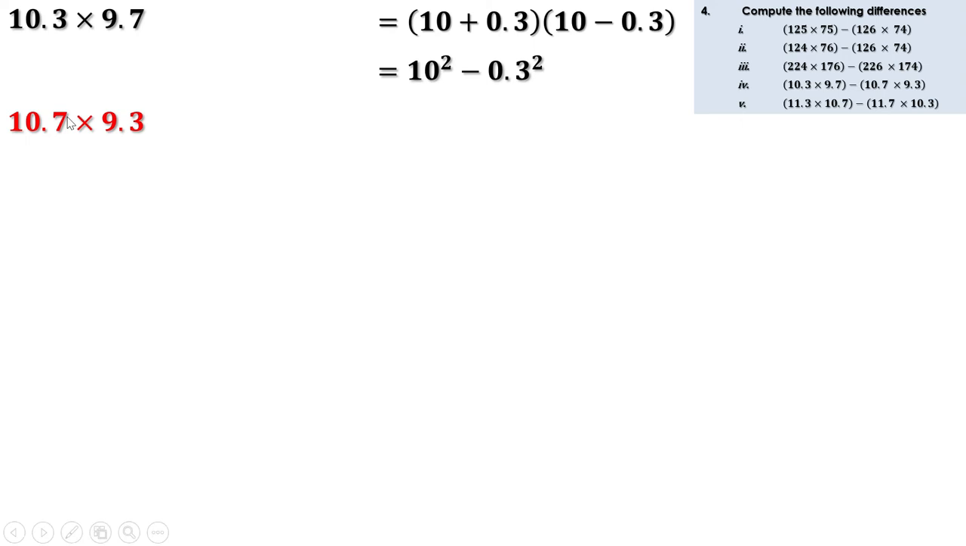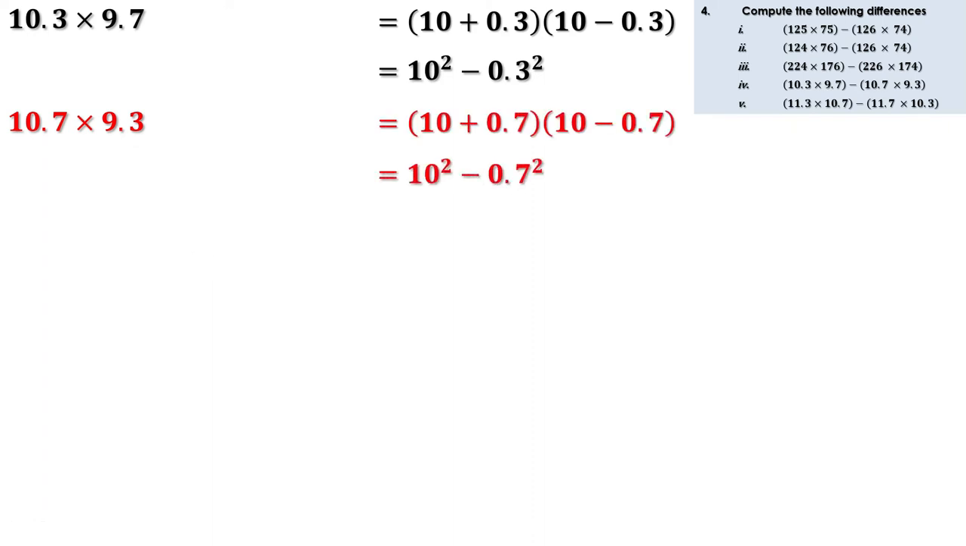Now let us find 10.7 into 9.3. This is 0.7 more than 10, and this is 0.7 less than 10. So this can be written as 10 plus 0.7 into 10 minus 0.7, and that's equal to 10 square minus 0.7 square.